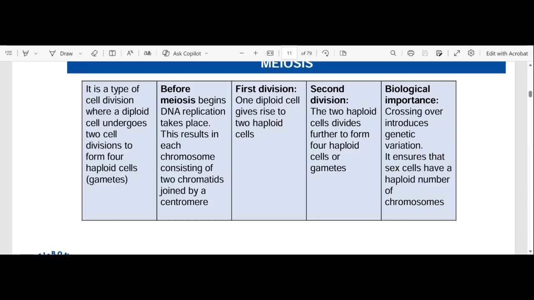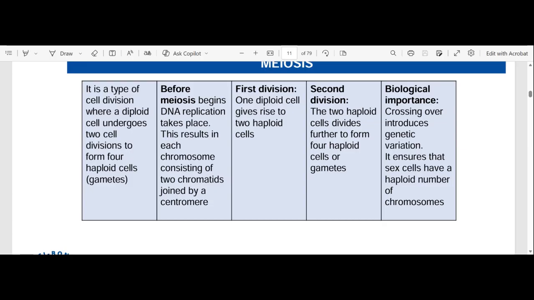So let me just demonstrate this with an example. If you're starting with 4 chromosomes, you end up with 4 chromosomes. It does not change. So you end up with 4 chromosomes in each cell or in each gamete. A gamete is just a sex cell. I hope it makes sense. When it comes to males, we have a sperm. When it comes to females, we have an ovum. Does that make sense? Okay.